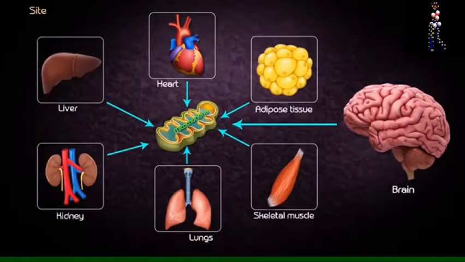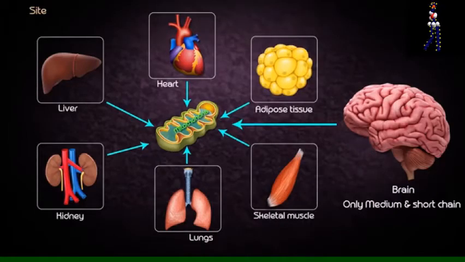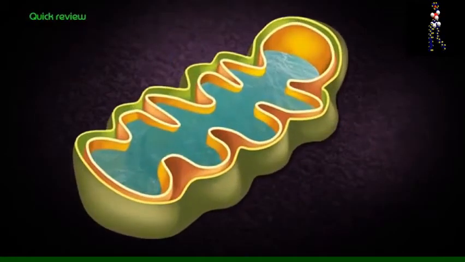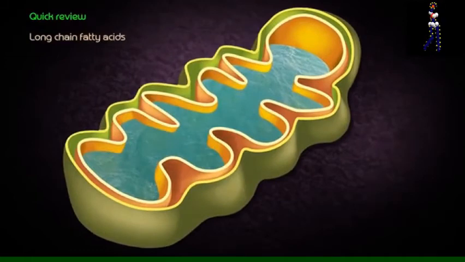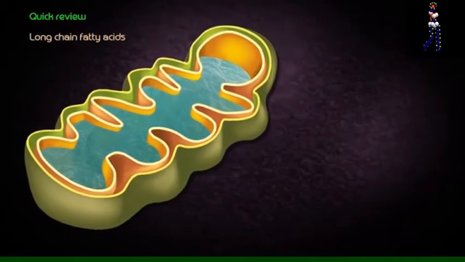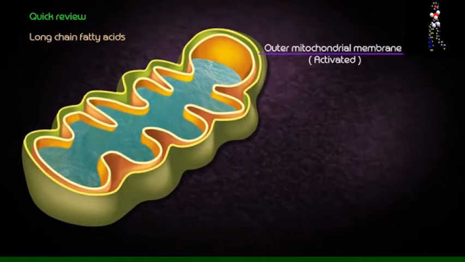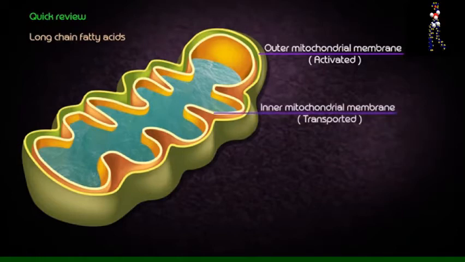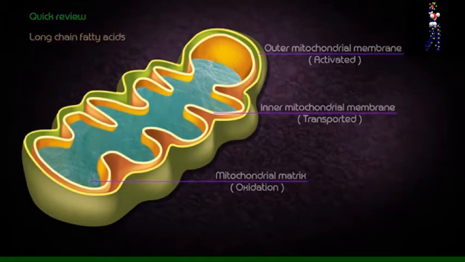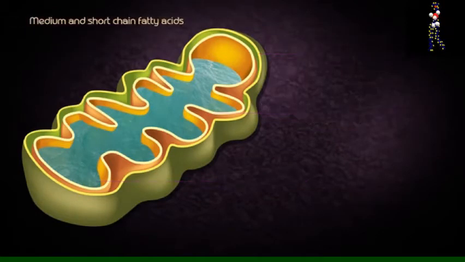As you can see in this picture, only medium and short chain fatty acids can be metabolized in the same. So let's have a quick review. Long chain fatty acids are activated in the outer mitochondrial membrane and transported inside the mitochondrial membrane and oxidized in the matrix.